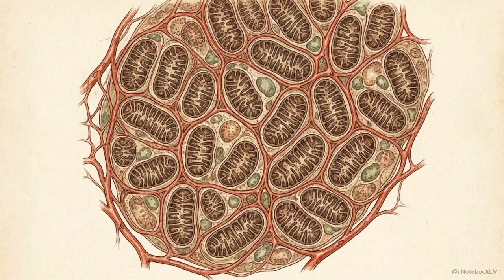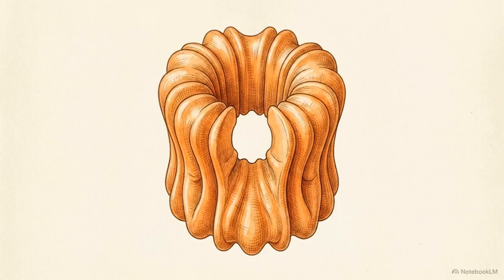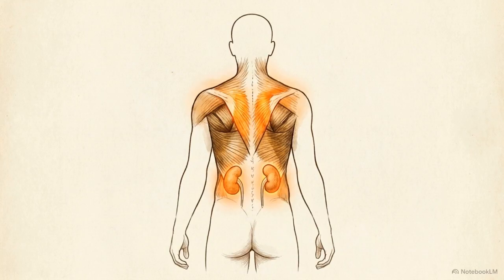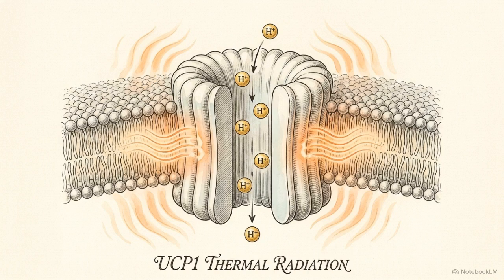These receptors are anatomically targeted to brown adipose tissue, a specialized fat reserve densely packed with mitochondria. Mitochondria in this tissue utilize a physiological uncoupling protein called UCP1, or thermogenin, shown here at its primary locations in the interscapular and perinephric regions. UCP1 acts as the exact structural bypass we modeled earlier, deliberately leaking protons across the membrane to generate heat.